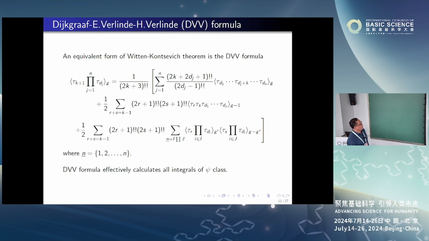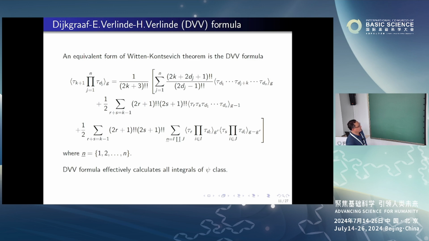An equivalent form of the Kontsevich-Witten theorem is the following recursive formula given by the three physicists, the Verlinde brothers, Dijkgraaf and Verlinde. We consider the psi integral over the moduli space of genus g with n+1 marked points, for example. Then you can recursively reduce it to either fewer psi classes, or lower genus. So these two terms.